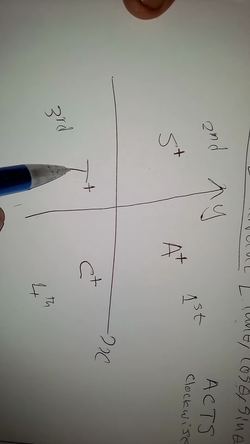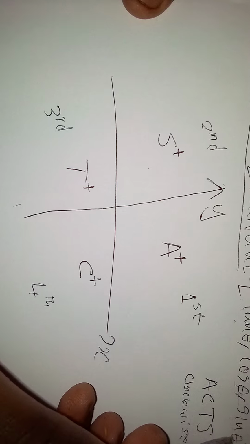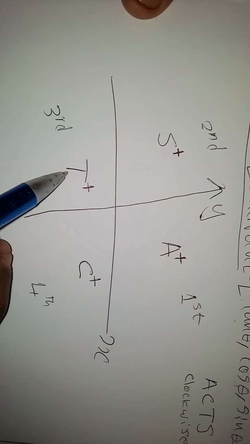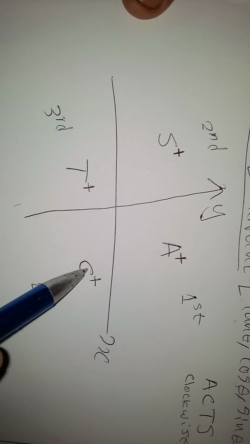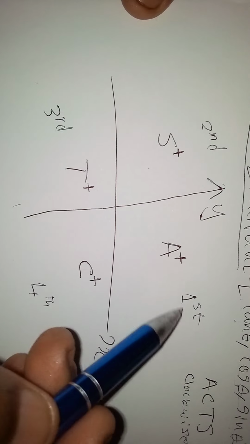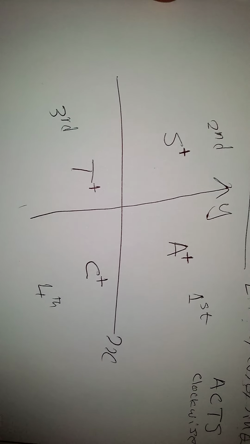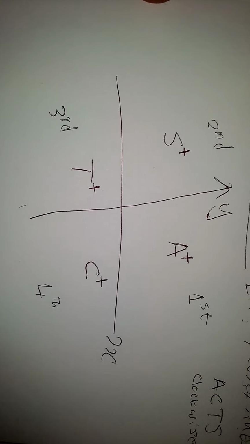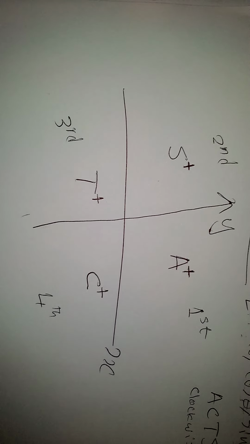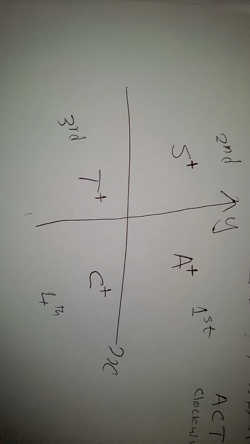In the third quadrant, it's only tan that will be positive. The value of cos theta and sine theta for any angle will be negative. Then in this quadrant here, it is only cos that is positive, meaning that the value of sine theta and tan theta for every theta will be negative. Okay, so that's it.